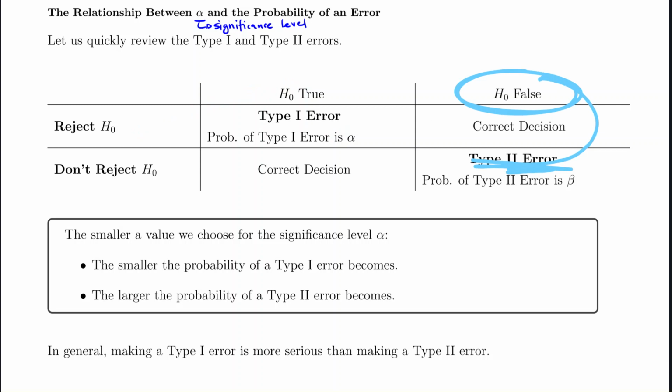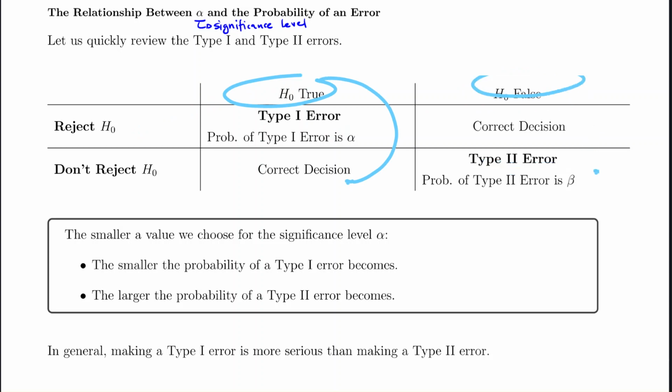And then our other two options show correct decisions: not rejecting the true H naught or rejecting the false H naught. Now it turns out the probability of a type 1 error is alpha, the exact same alpha of our significance level. So if somebody asks you what's the probability of a type 1 error and you know the significance level, it's just alpha. Now the probability of the type 2 error is what we call beta, and it is a bit more complicated to find.